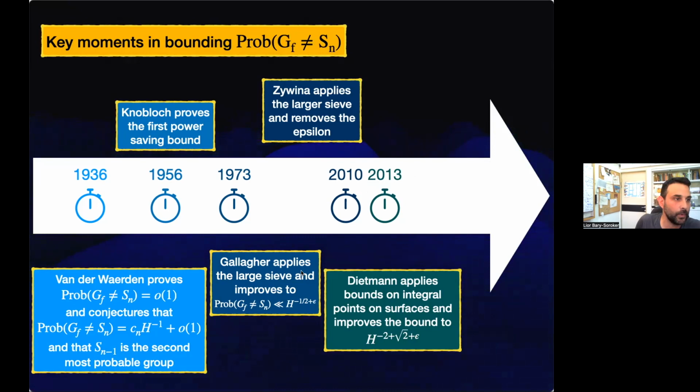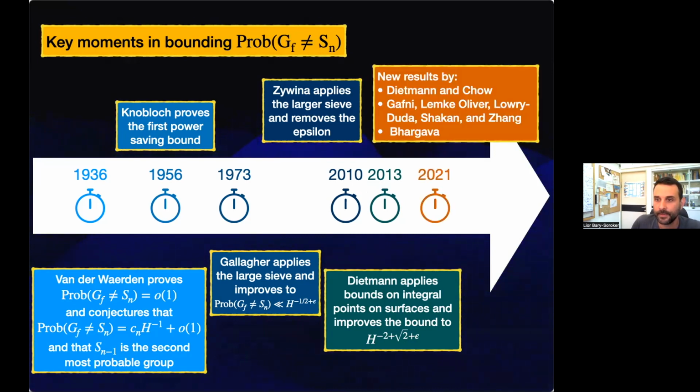And then something very weird happened, but I guess it's something common in mathematics, that in 1 year there were 3 big papers improving on this. And this was in 2021. So first there was a paper by Dietmann and Cho, and then by Gaffney, Lemke, Oliver, Lowry-Duda, Shakan, and Zhang, and lastly by Bhargava, which really did a tremendous improvement. So each one of these results improved on the result from 2013, but Bhargava made a huge gap, and all of these were subsequently one after the other in 2021.